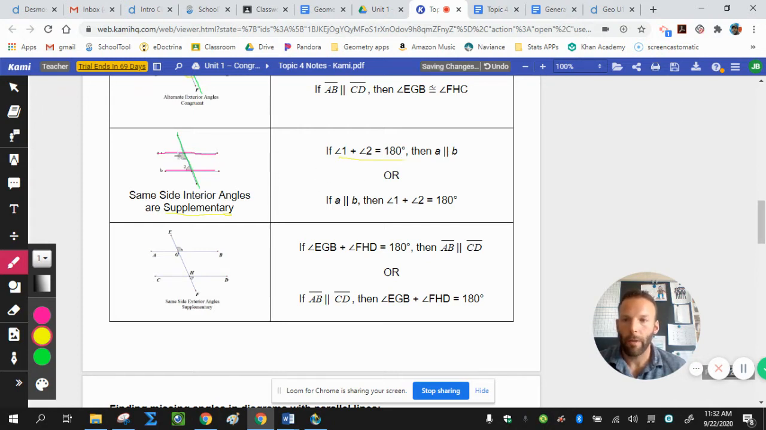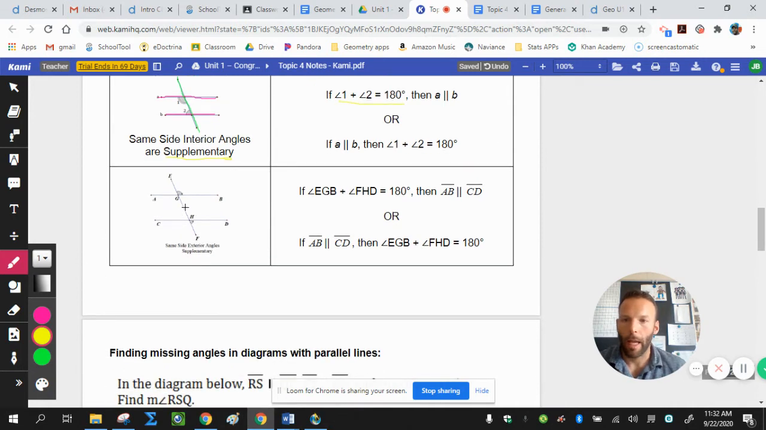Okay, so if these angles add up to 180, then you have lines that are parallel, or if the lines are parallel, then those angles must add up to 180. Same side, they're both on the left side of the transversal, they're both inside the pink parallel lines. Okay, last one, same side exterior.